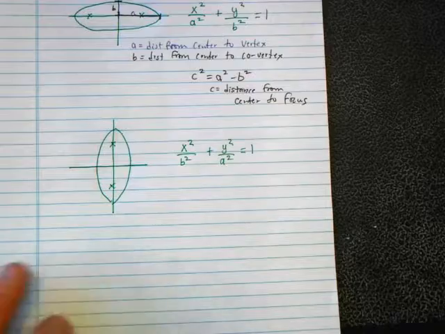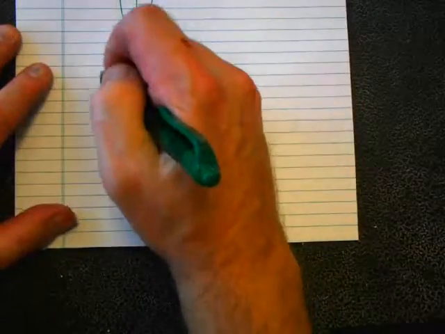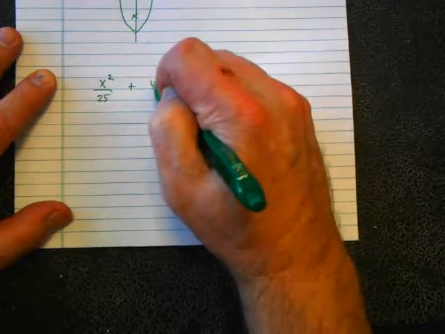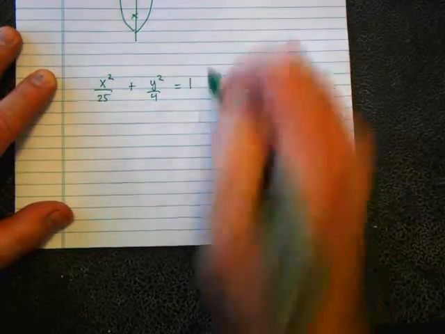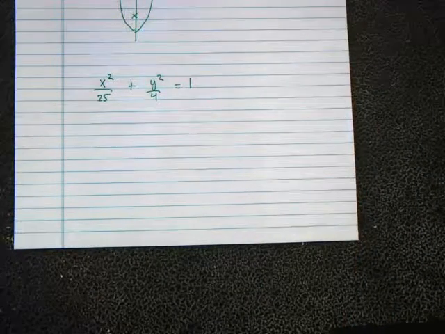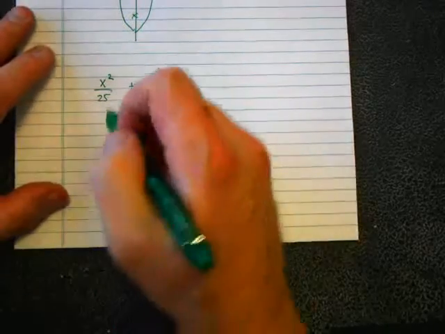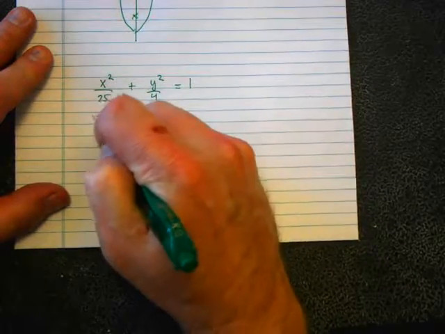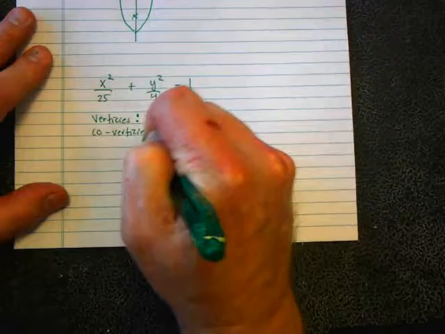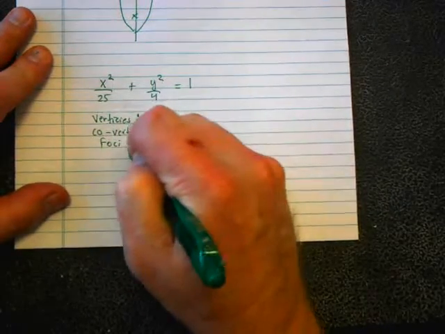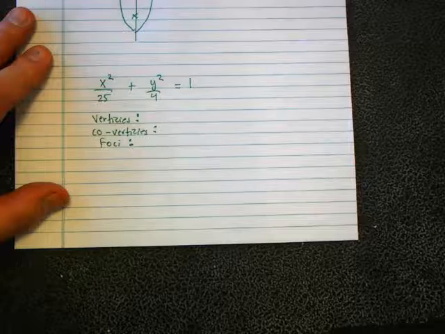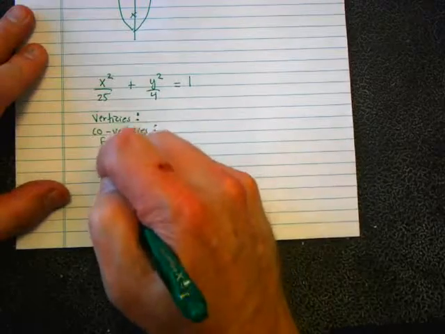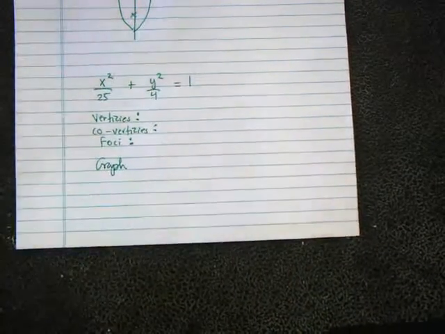Okay, so here's what a typical problem might look like. I might give you x squared over 25 plus y squared over 4 equals 1. And I'm going to ask you for the following information. I'm going to ask you to give me the vertices, give me the co-vertices, give me the foci, and finally, we'll draw a graph.